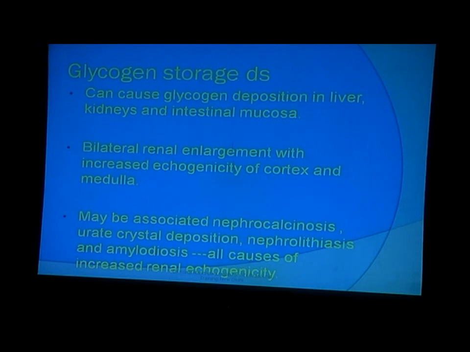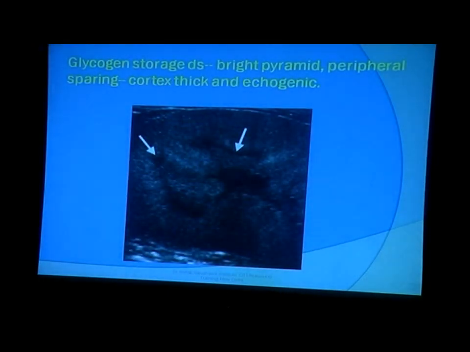Amyloid deposition is another thing. When we talk about MRD, the amyloidosis is one of the causes of medical renal disease. This is how you can make out a glycogen storage disease patient. There is a bright pyramidal area and the cortex is also very thick. Kidneys are enlarged. Thick cortex, big cortex.